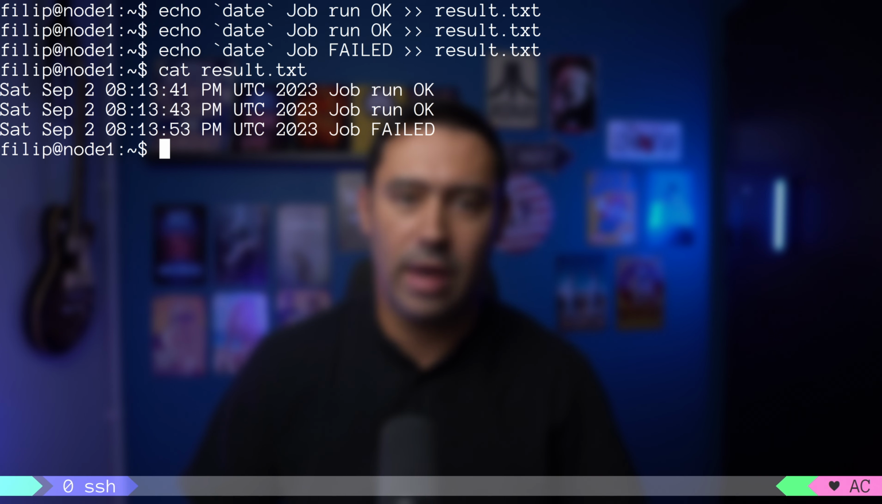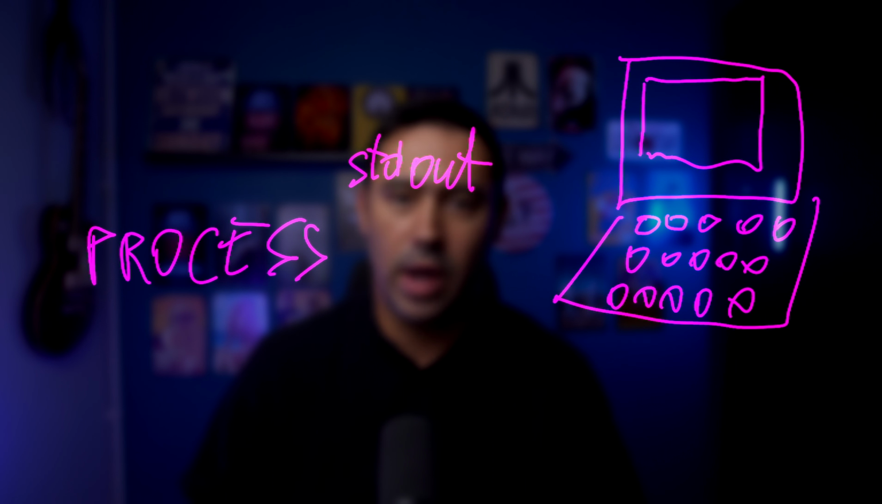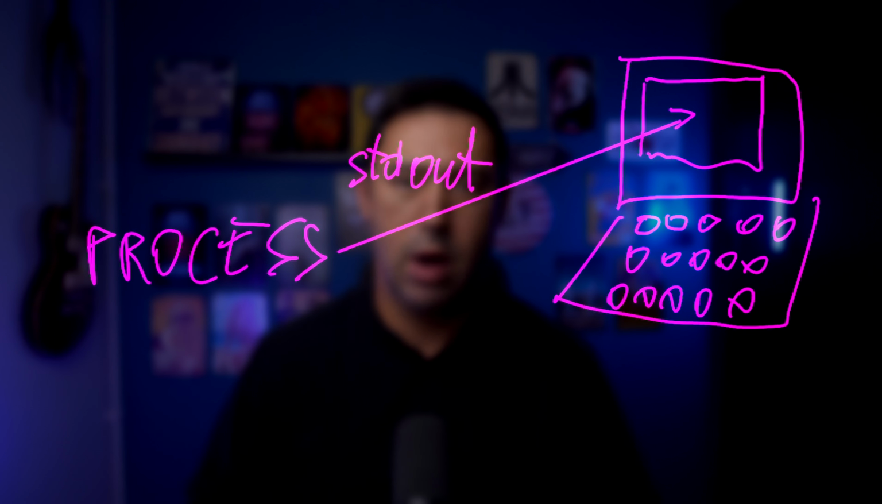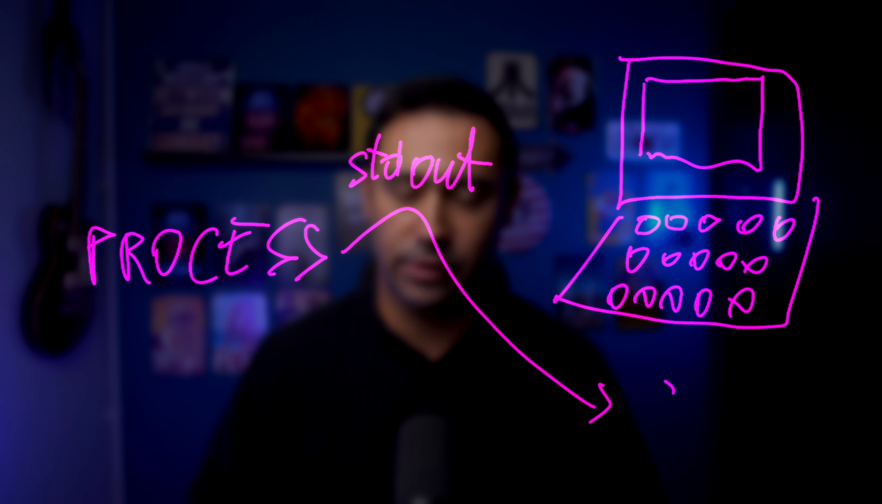In Linux, we have a stream called stdout. This is where a program or process typically writes its regular output. By default, it's connected to the terminal, so when you execute a command, its output appears on the screen. However, with the help of redirection operators, you can direct this output to files.